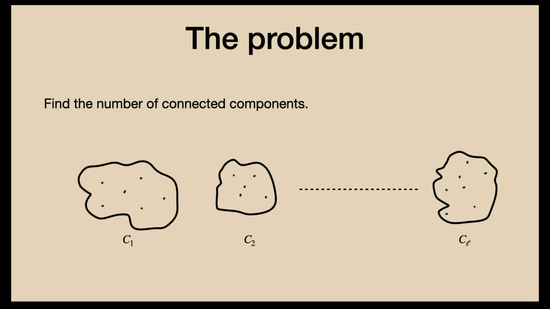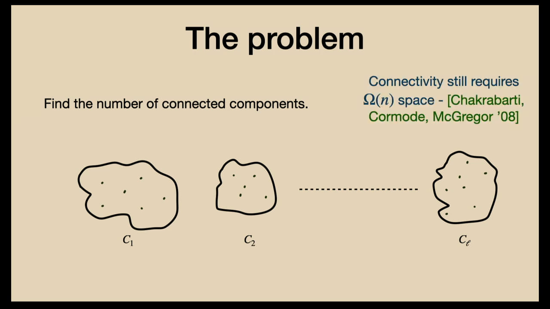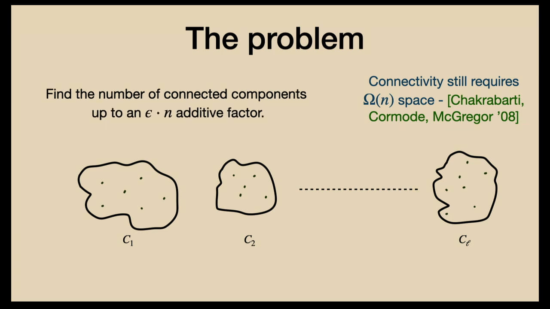All right. So we want to find the number of connected components here. Even in this random order model, finding if a graph is connected is going to require omega of n space. This was proved by Chakrabarti, Cormode, and McGregor in 2008. What we are going to look at is to try and find the number of connected components up to some epsilon additive factor. So we're interested in additive approximation of this number in random order streams.